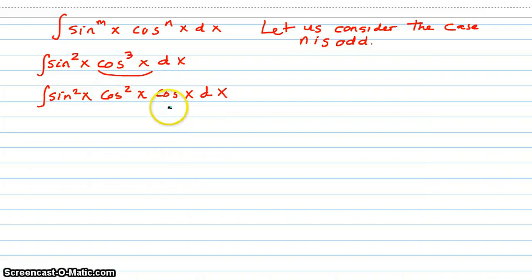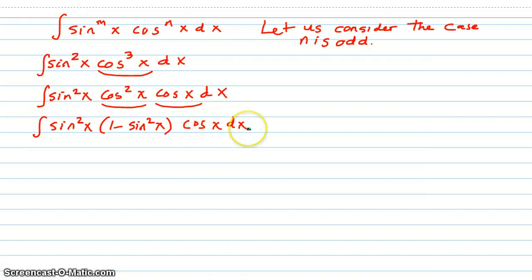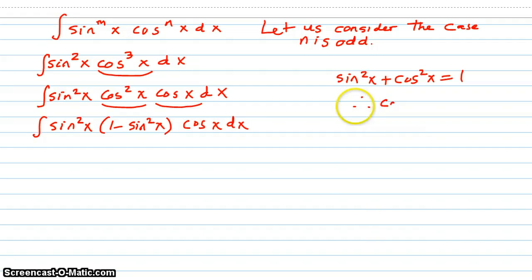Now the next trick you need to remember is we have cosine x here. I would like everything else to be in terms of sine. So this is cosine squared x. I can write that in terms of sine squared, and that would make it sine squared x times 1 minus sine squared x times cosine x dx. If you are wondering how I wrote cosine squared x as 1 minus sine squared x, remember the identity sine squared x plus cosine squared x equals 1. Therefore cosine squared x equals 1 minus sine squared x.